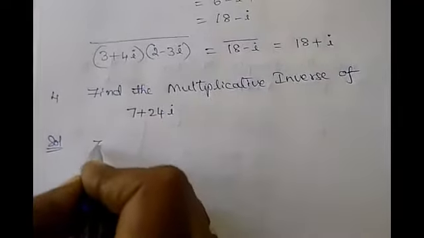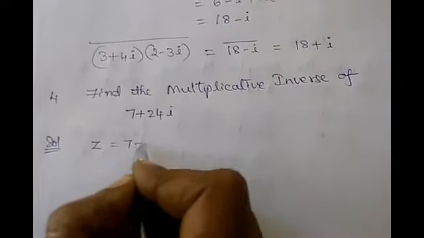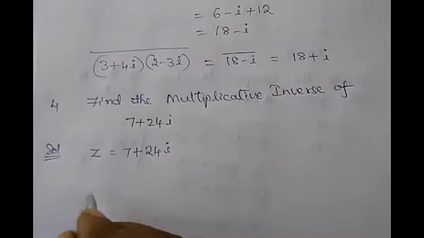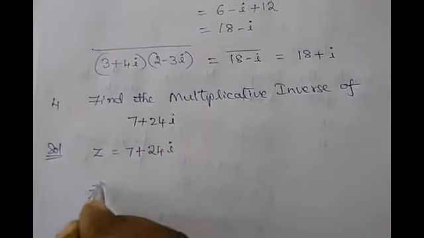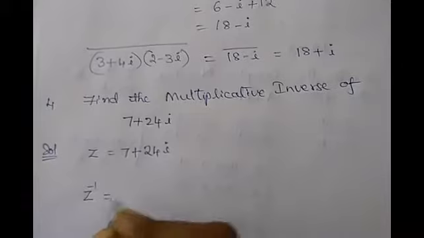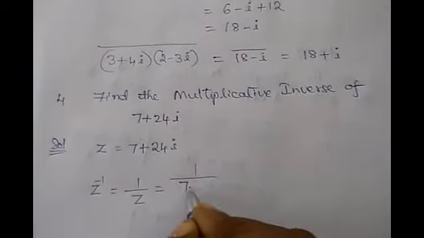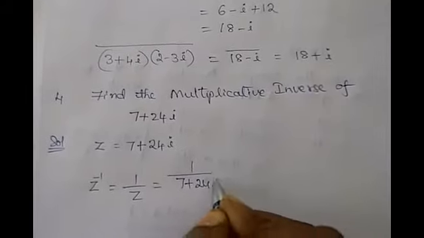Let us take z equal to 7 plus 24i. Now, what is z inverse? Multiplicative inverse means z inverse. It can be written like this. That means 1 by z equals 1 by 7 plus 24i.